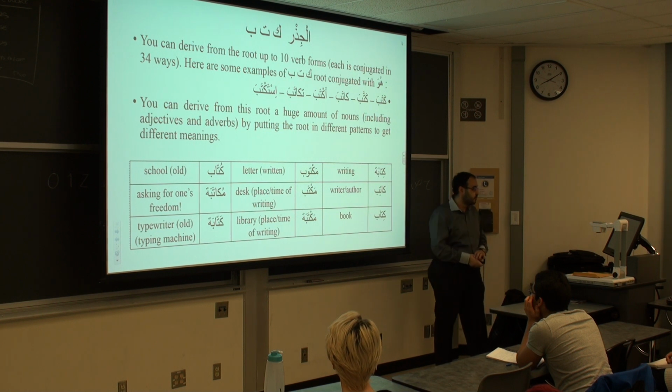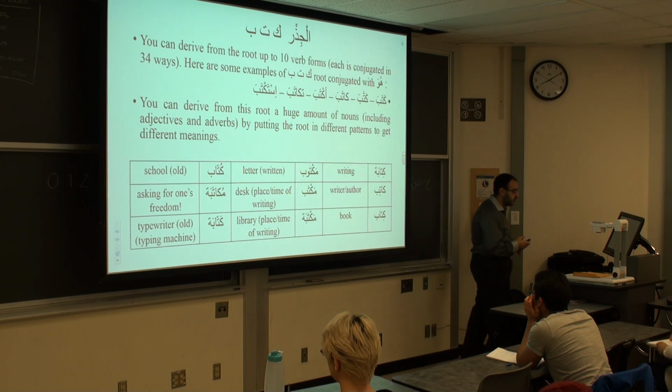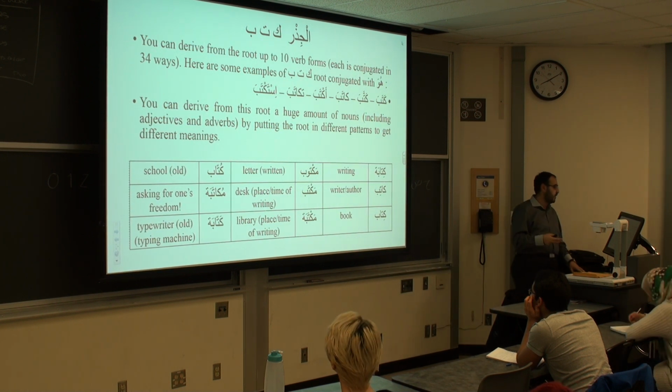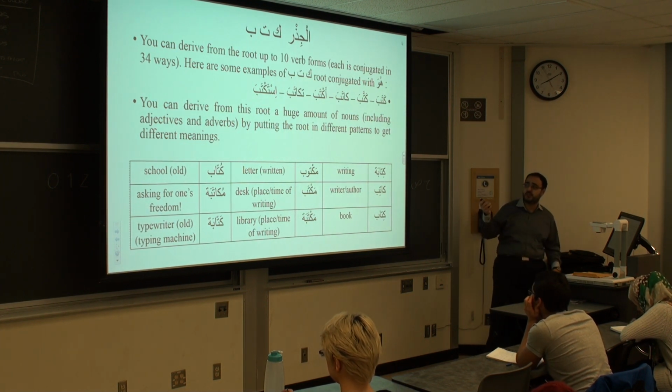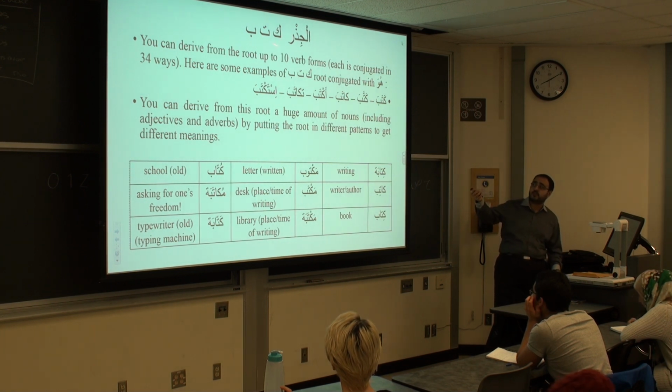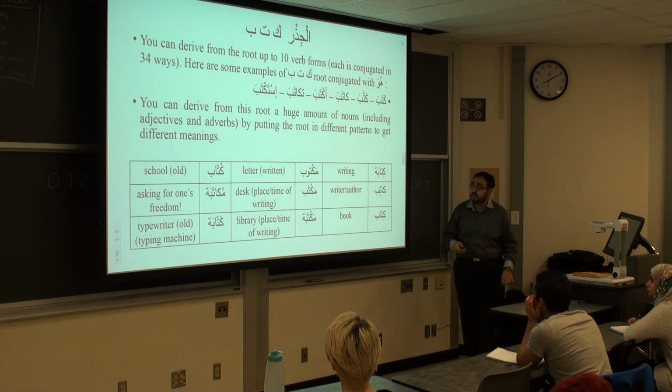From this root you can derive up to 10 verb forms. Each can be conjugated in 34 ways. So you can have 340 verb words out of the root kaf, ta, ba.